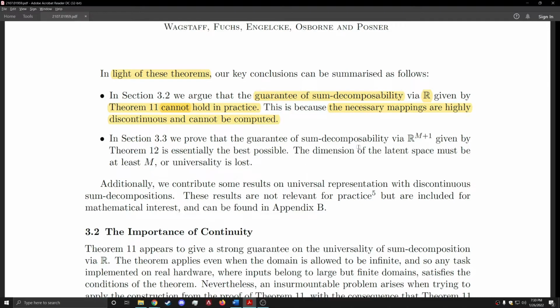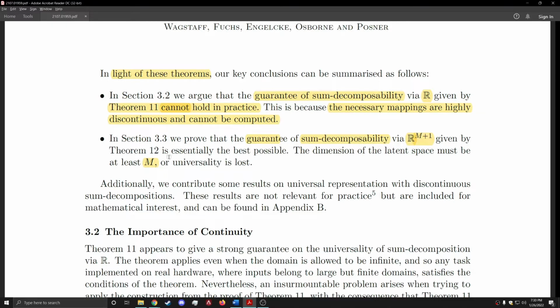From there, we're going to go a step further, and we are going to talk about the guarantee of sum decomposability via R to the m plus 1, and we're going to say, DeepSets said it needs to be m plus 1, but we're actually going to come through, and we're going to show that it just needs to be m. It doesn't need to be m plus 1, just m.